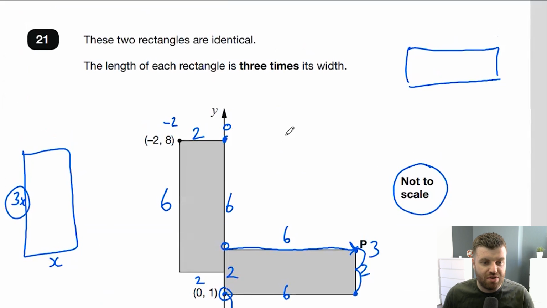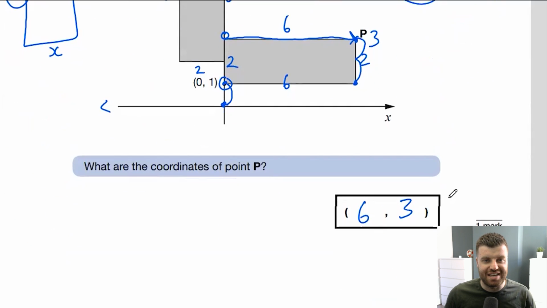And that was all made possible by noticing that this width here had to be 2 to go from 0 to -2 on the x-axis. What a tricky question to finish. But finish it we did.